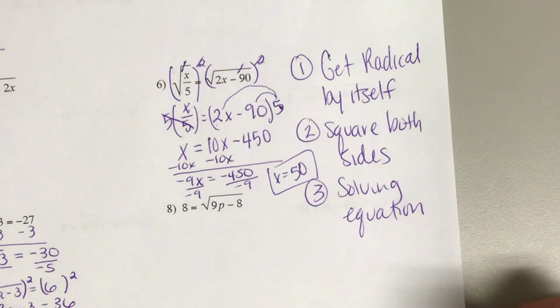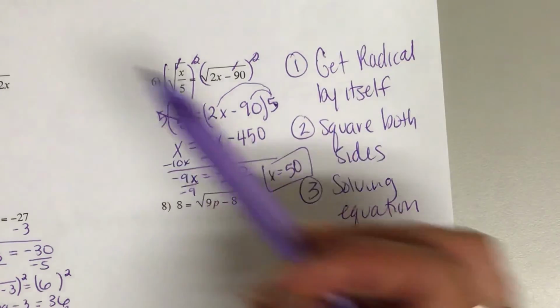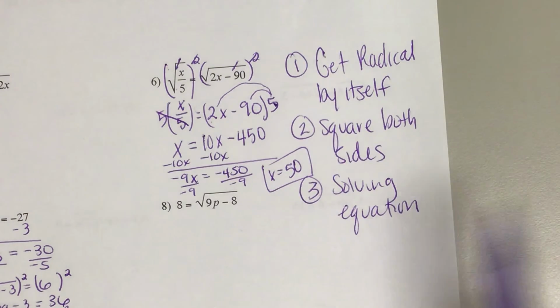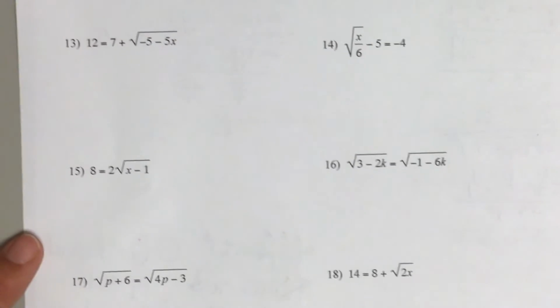Okay? All right, what I would like for you to do is to finish up this side. So you're doing questions 4, 5, 8, 9, and 10. And then also work on the back and see how you do on those as well.